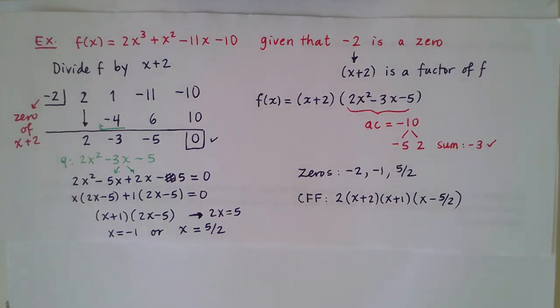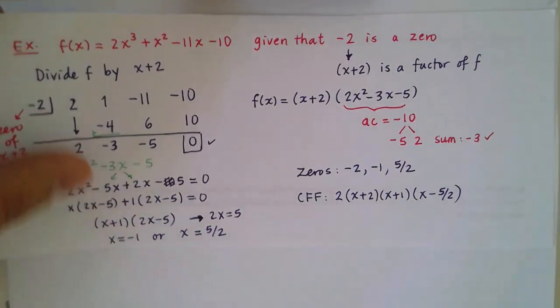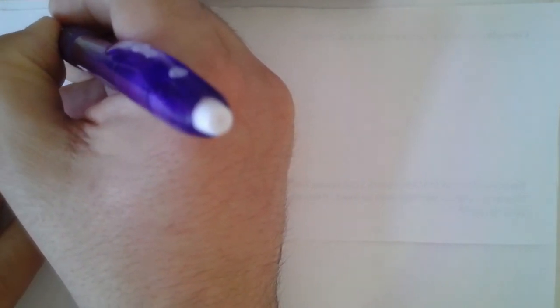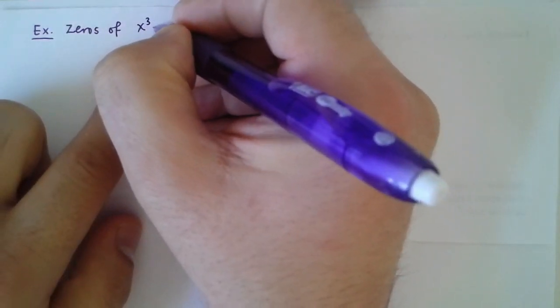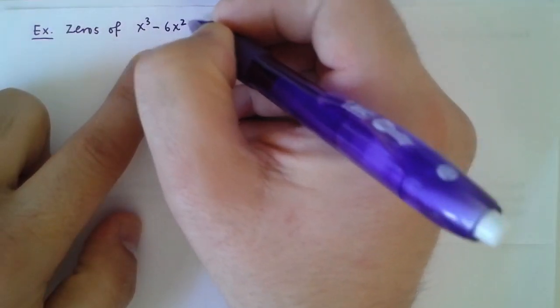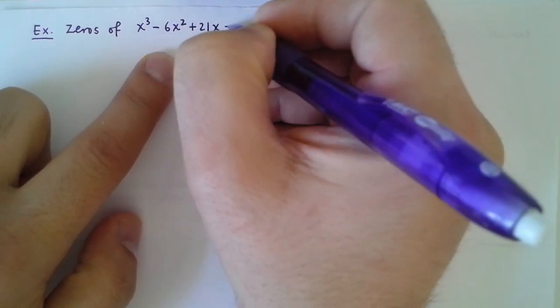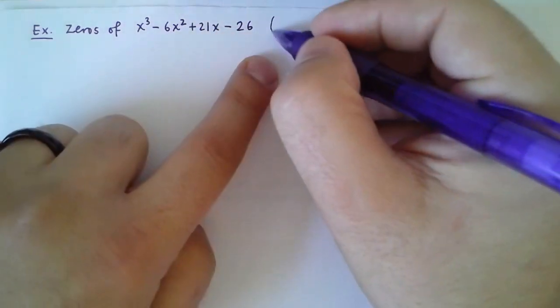Now what if the actual 0 is not given? So this is the point now. What if the actual 0 of the polynomial is not given? We were given 1 zero, but now let's say it's not given. So this time, look at this example. We try to find the zeros of x to the third minus 6x squared plus 21x minus 26. Now this time no zero is given.